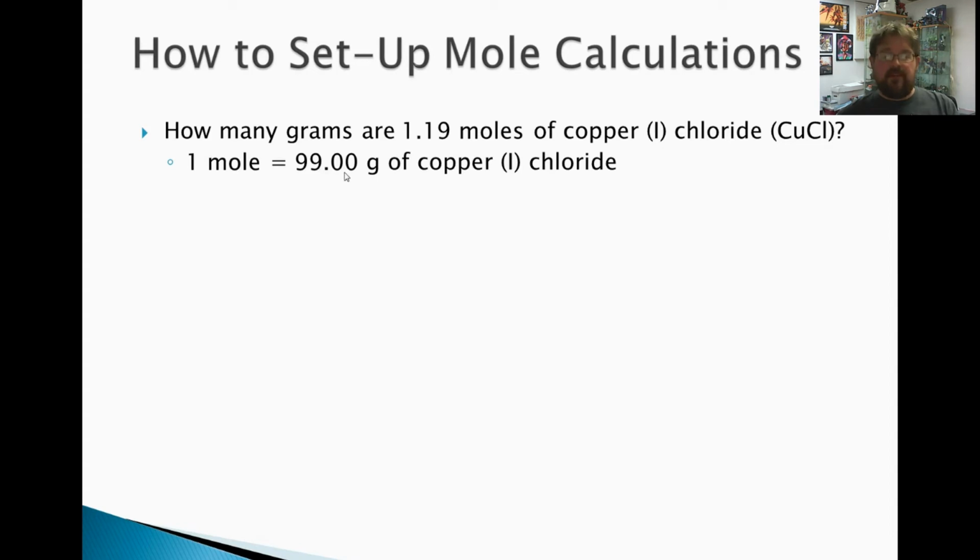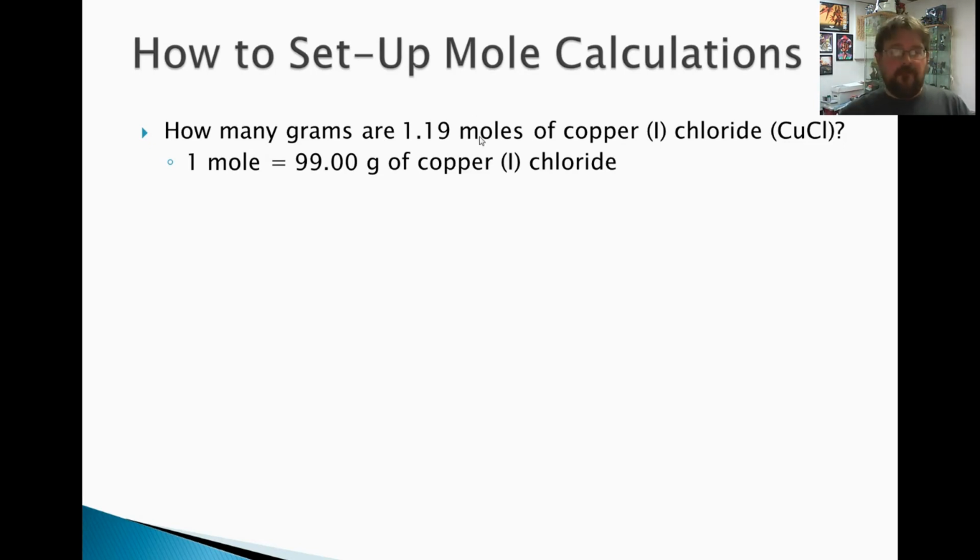You should get 99. And by the way, I haven't mentioned it before, but you should always, for all of your molar masses, go out 2 decimal places. If you notice on the periodic table I made for you guys, all of the atomic masses should go out 2 decimal places. Okay? Now that we have that right there, that 1 mole equals 99 grams of copper 1 chloride, that is our key to solving this problem. And I'm always going to recommend that you write these things out as 1 mole equals whatever the number is. Okay? It's going to make it easier for you.